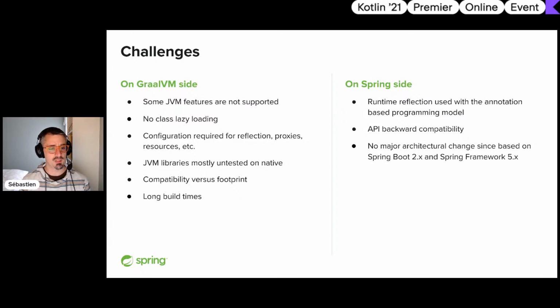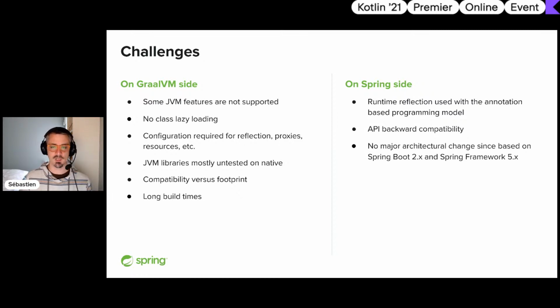Compatibility versus footprint, because I think the GraalVM native platform tried to increase the compatibility to reduce the differences between the regular JVM flavor and native. But when you want to increase this compatibility, sometimes you have some regression in terms of footprint. So it's a thin line. We need to find a trade-off with the GraalVM team to find the sweet spot between compatibility and optimized footprint. And last but not least, there are very long build times.